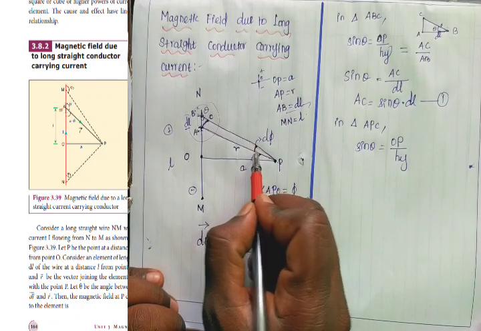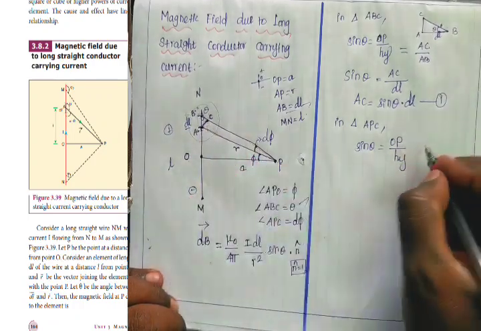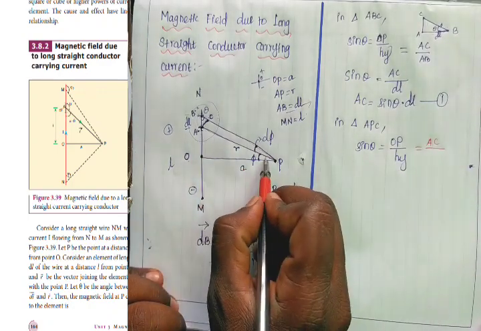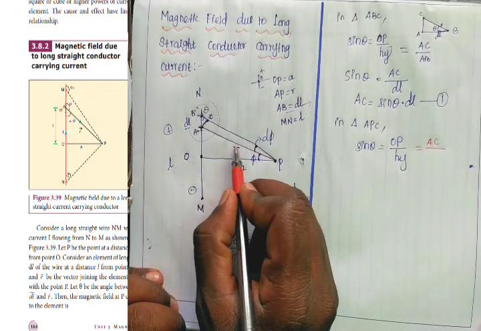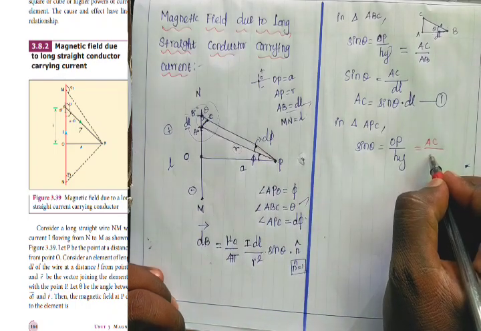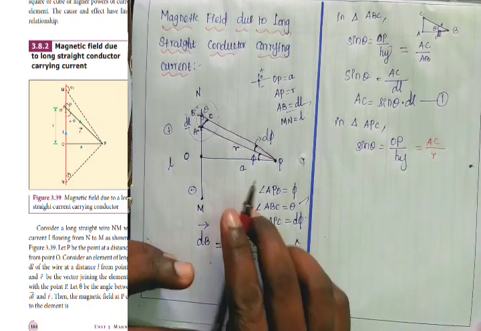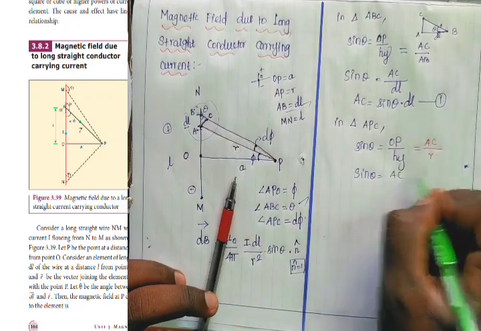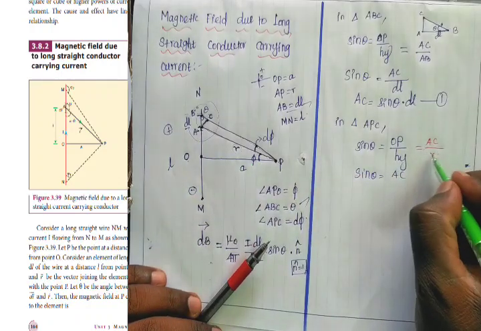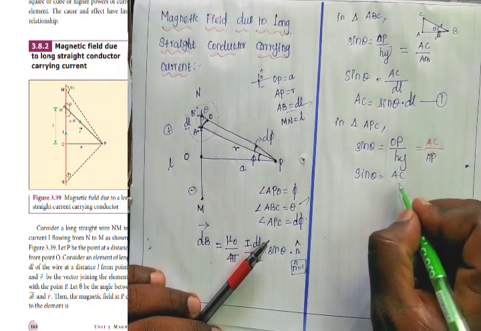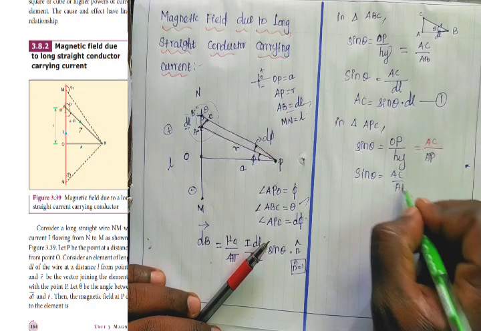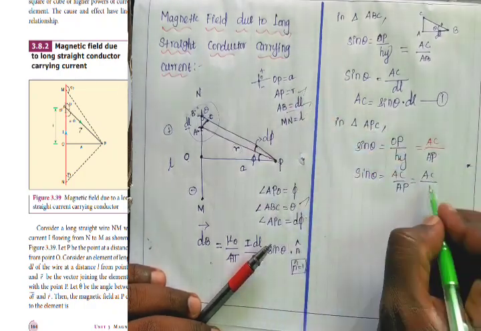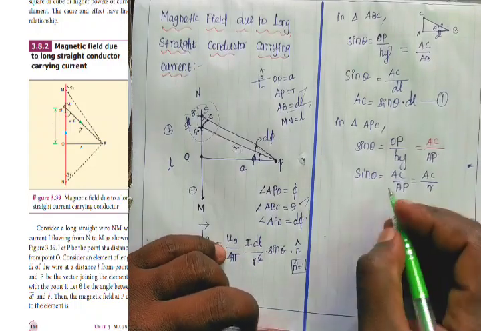So this is the angle, so the opposite side is AC. Sin theta is equal to the opposite side AC divided by the hypotenuse, the longest distance, R. Here the hypotenuse is AP. We don't know the AC value, but we know the AP value, and the AP value is equal to R.